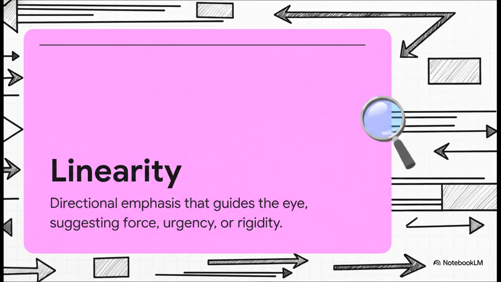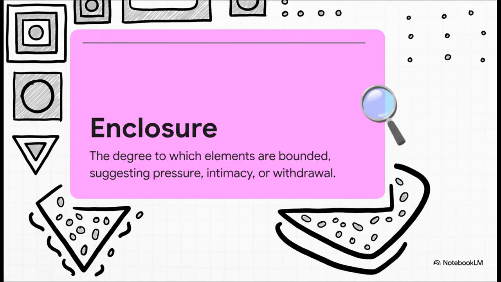Well, the first primitive is linearity. This is basically anything in the piece that creates a strong sense of direction, something that pulls your eye across the canvas. It can feel like a powerful force or a sense of urgency, or even something really rigid and stuck. Next up, we have enclosure. This is all about how much the things in a painting feel boxed in or contained. A composition with a lot of enclosure might feel really tense, like there's a ton of pressure, but it could also feel safe and intimate.